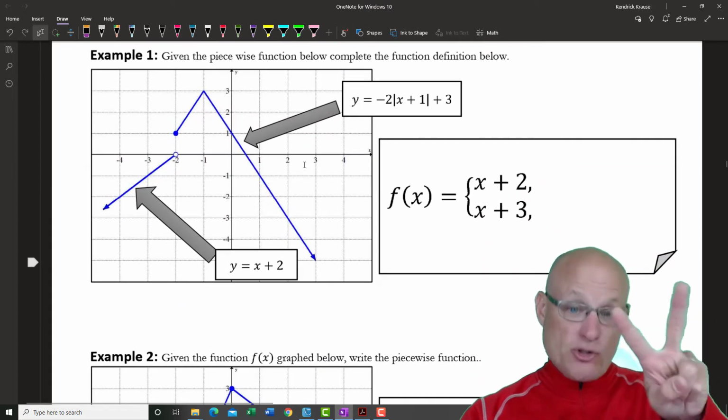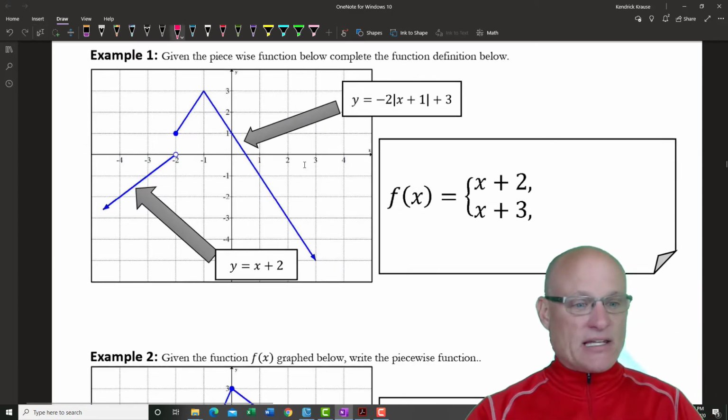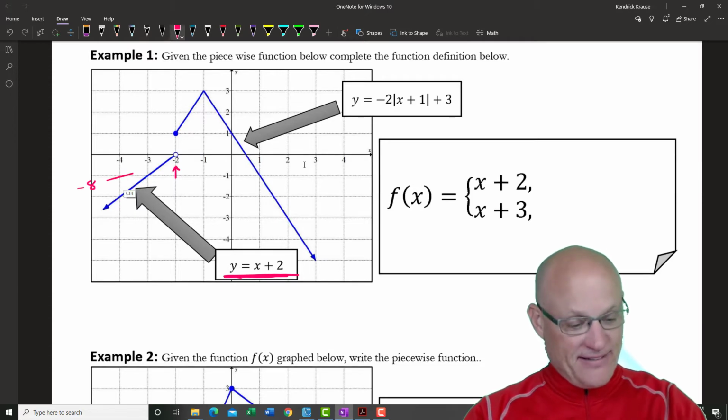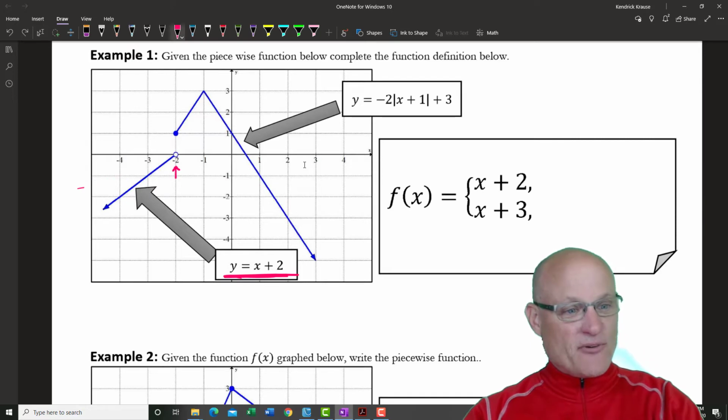So this has two pieces. It has a linear piece, y equals x plus 2. Now, it's got a y-intercept of 2. But notice we're not including that part in the graph. So notice this stops right here at negative 2. So this piece is going from negative infinity all the way up to and not including negative 2.